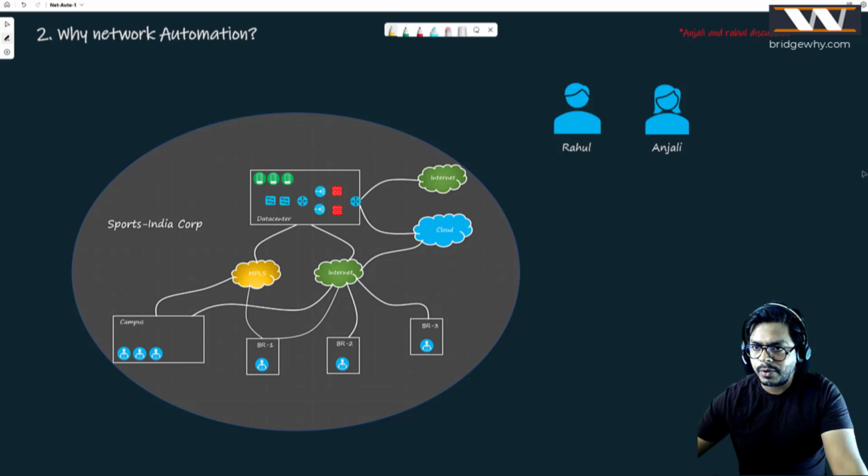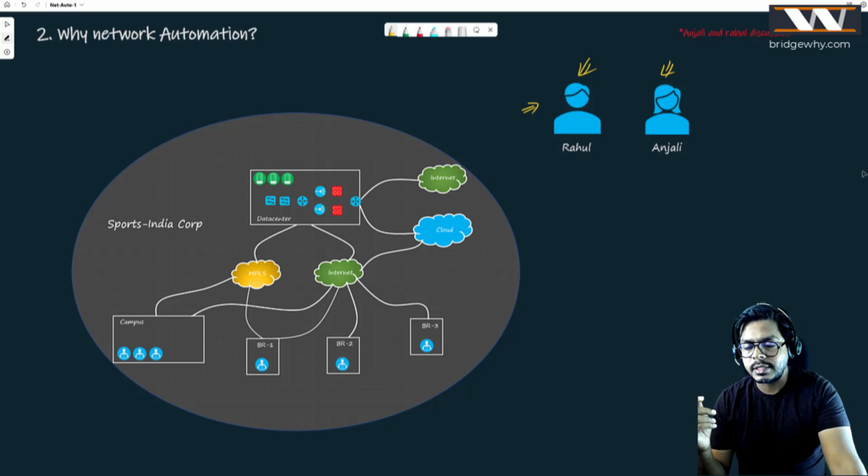And if you are from India, if you have seen Indian movies, then you must have heard about these two names, Rahul and Anjali, right? These are very famous characters from one of the Indian films, and we are going to learn network automation in the same way. So Rahul and Anjali were part of so many courses like Transmission Control Protocol, BGP, MPLS, OSPF, everywhere these two characters were there, right?